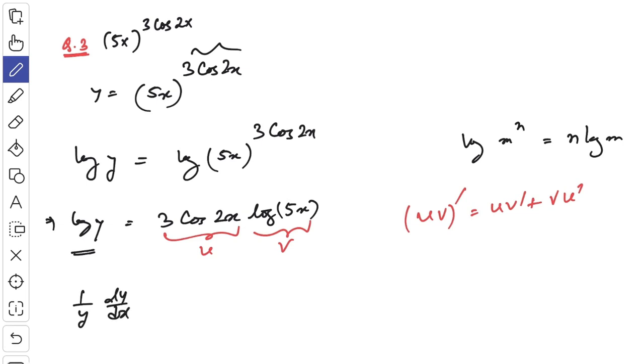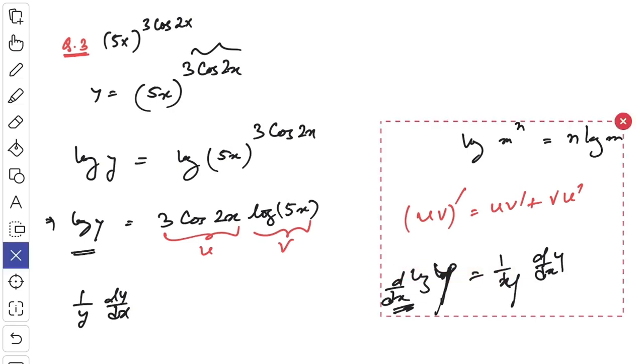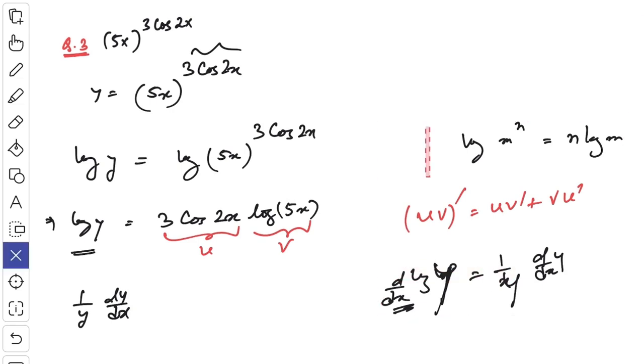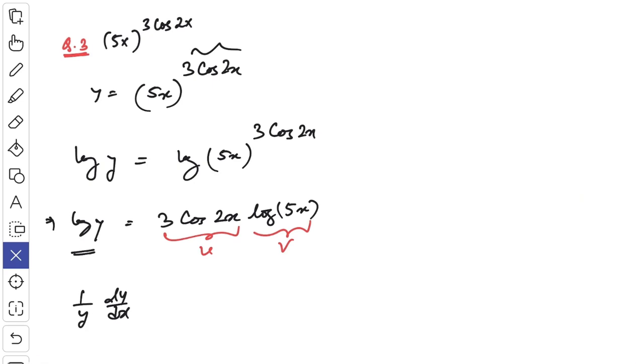Because you see, log of x, if you differentiate it with respect to x, you usually get 1 by x, isn't it? But here the function is log y, not x. We are differentiating with respect to x, not y. So that's why we will get 1 by y, then again we need to differentiate y, dy by dx. So that's why we have got this. Now let me clean this.